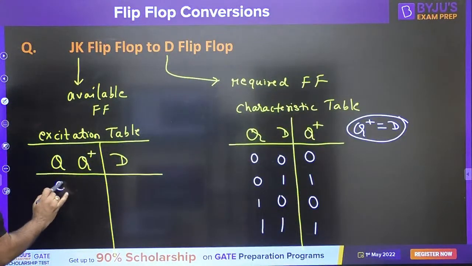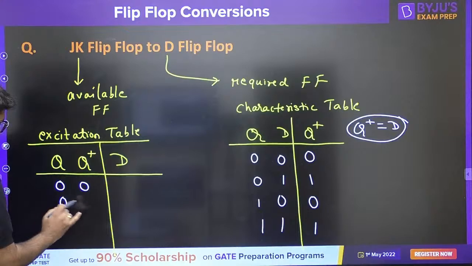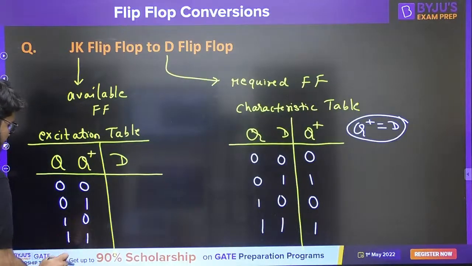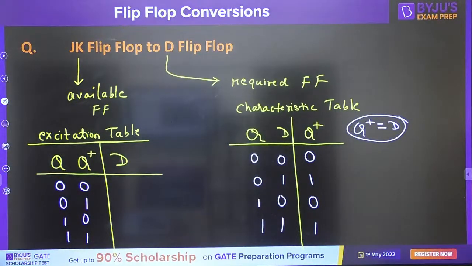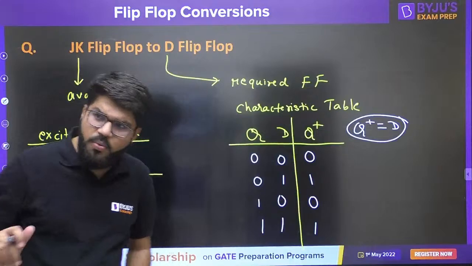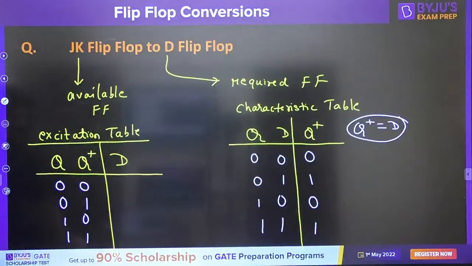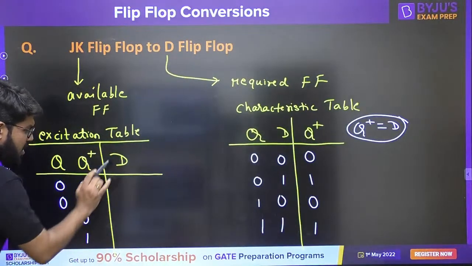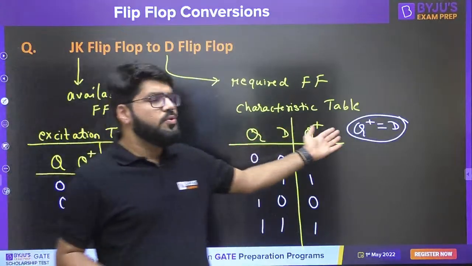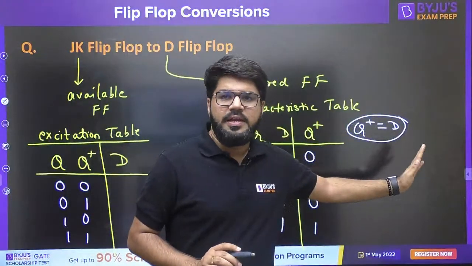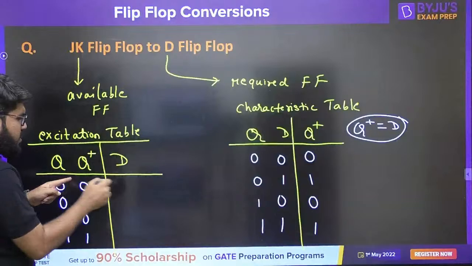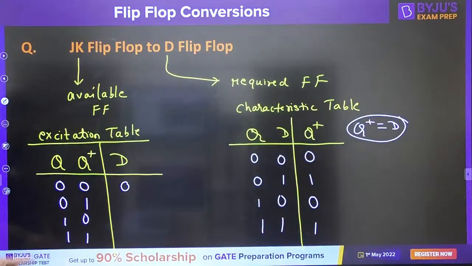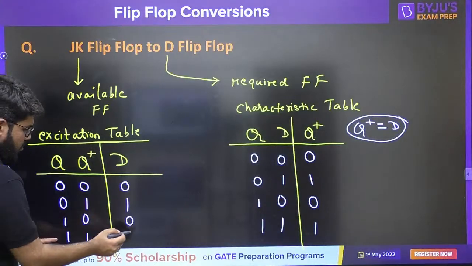Now, here there are two variables, so write down all four combinations of the two variables: 0 0, 0 1, 1 0 and 1 1. Write down all possible values here. Now, to obtain the Q plus, what should be the value of D? We know that Q plus is directly equal to D. So if you want Q plus equal to 0, D should also be 0. If you want Q plus equal to 1, D should be 1. 0 to 0, 1 to 1.